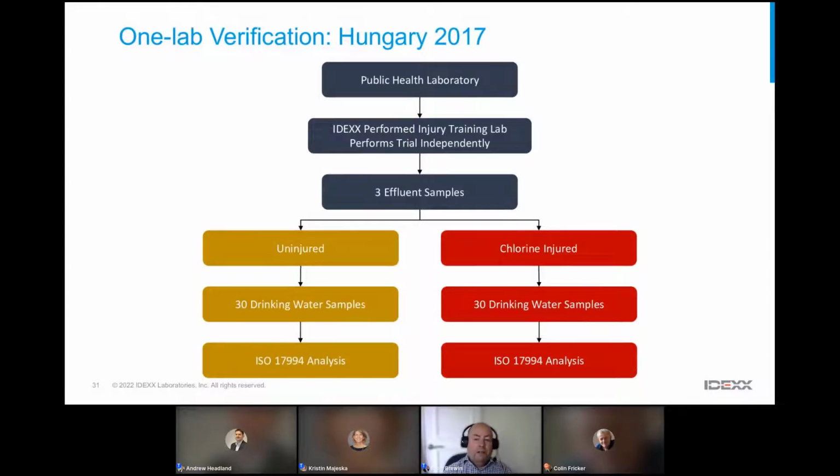Following on from that, a number of countries decided to do their own trials. And so the third trial I'm going to talk about is a one lab verification, which was performed in Hungary back in 2017. And this is a fairly typical route that people will take. The health department will commission a study to validate the method themselves, generate some data, analyze that data. The trial followed the same format as those previously done, again using uninjured effluent and chlorine injured effluent, and we performed the training with that laboratory in order to carry that out.